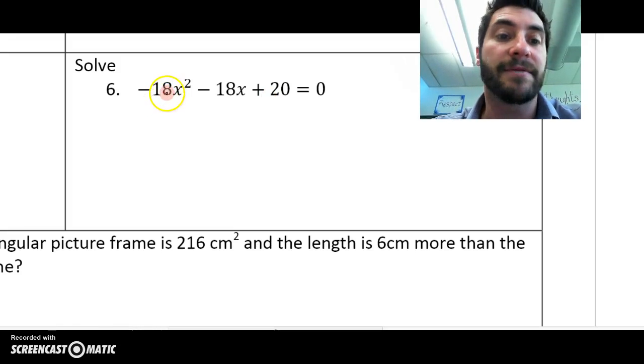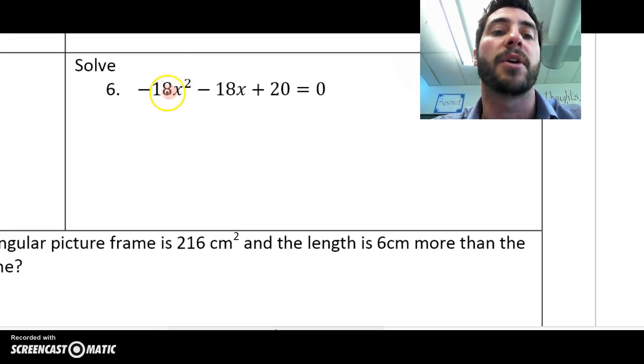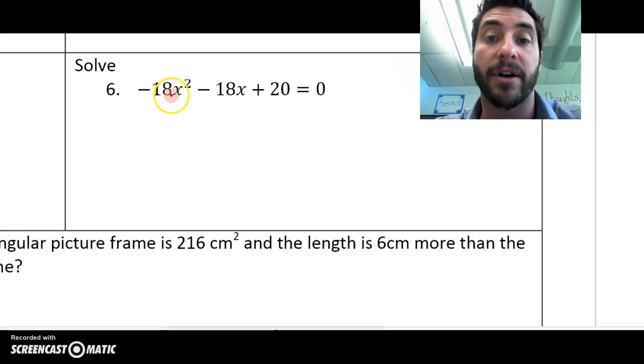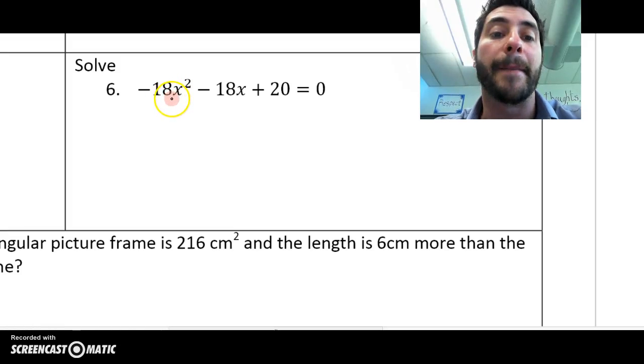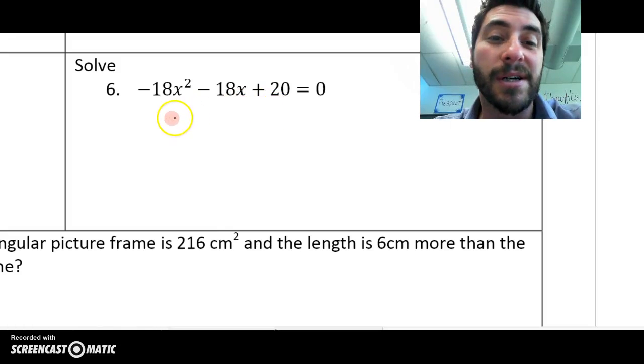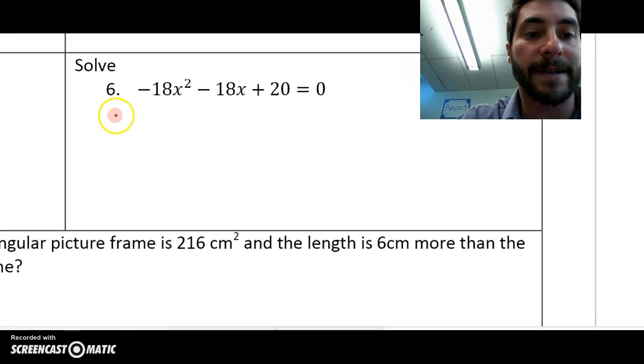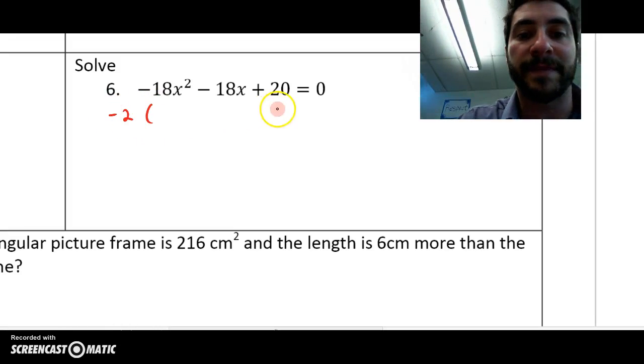So if I take a look here, I definitely know I'm going to take out a negative at least to make this leading coefficient positive. Just makes factoring a whole heck of a lot easier. And it looks like everything's at least divisible by 2. Yeah, by 2. So I'm going to take out a negative 2 from everything. So I'm going to do that first. I'm going to factor out a negative 2 and then see what we have left.